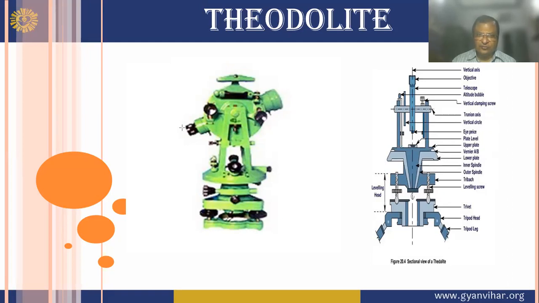This is the telescope, which is aligned like this. But if you want to level, you can fix it, and with reference to this, the entire field may be leveled. So this is the theodolite.